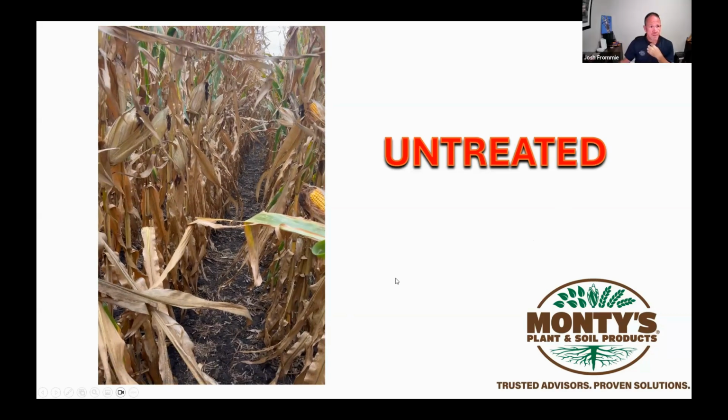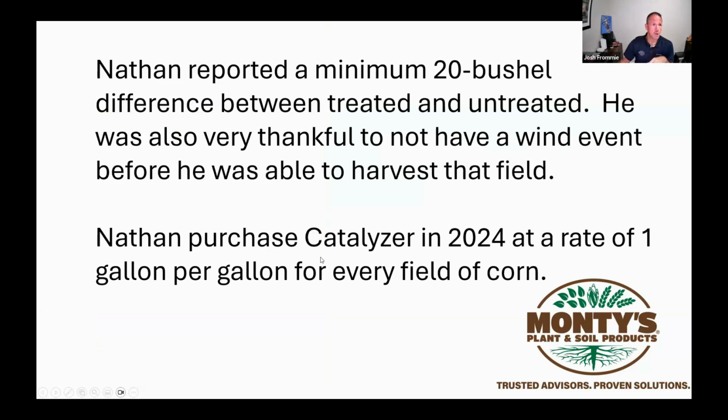If you go back and look at those videos, you can see some differences between the treated and untreated. There are quite a few more green leaves in that treated section still at this point in the season. But you can see those stalks were cannibalized. They were doing everything they could to get whatever nutrients they wanted, and it took everything out of that stalk that it could. So Nathan reported a minimum of 20 bushels difference between the treated and untreated.